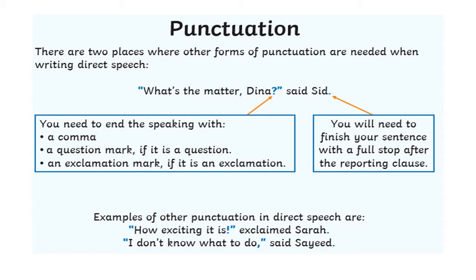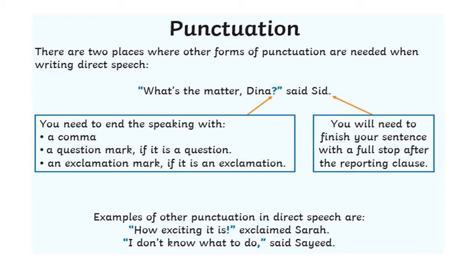Here's an example of other punctuation in direct speech. "How exciting it is," exclaimed Sarah. As you can see, the words that are being spoken by Sarah start and finish with inverted commas. At the end of what Sarah says is an exclamation mark as she has exclaimed this. And finally, with the reporting clause being exclaimed Sarah, there is a full stop at the end of this.